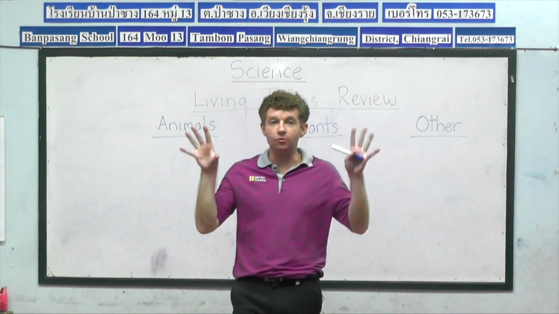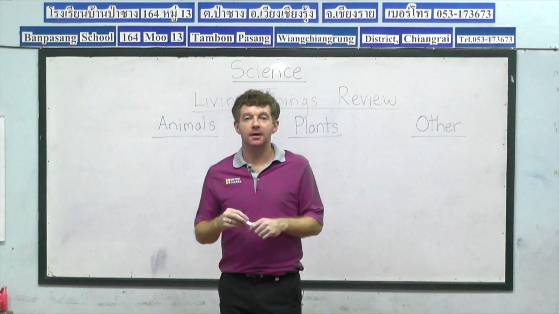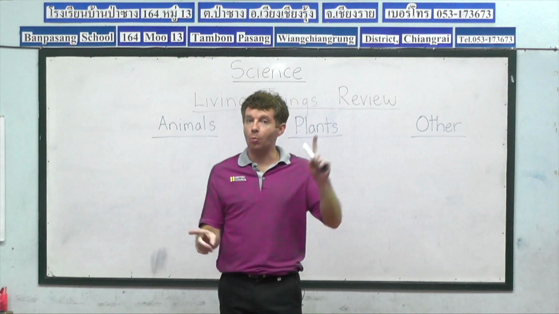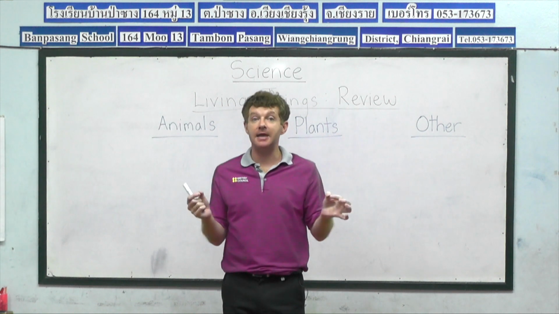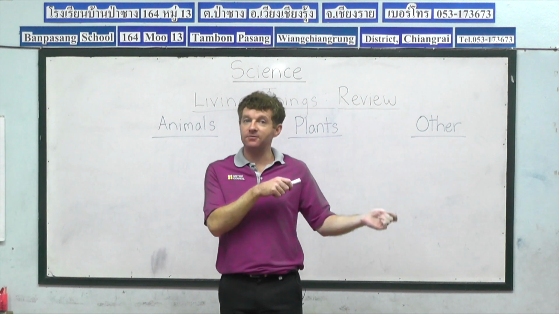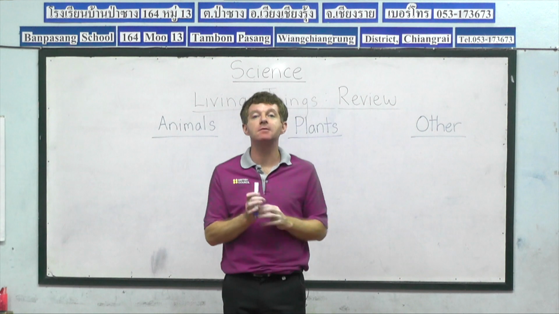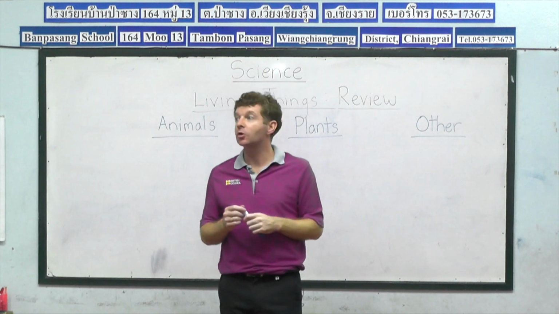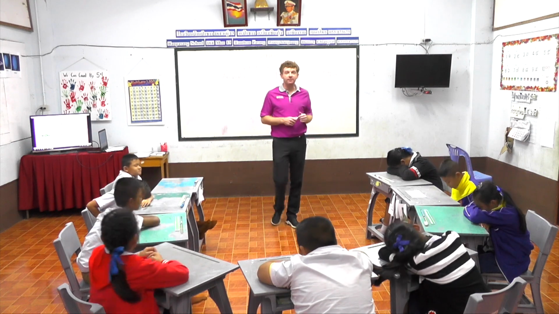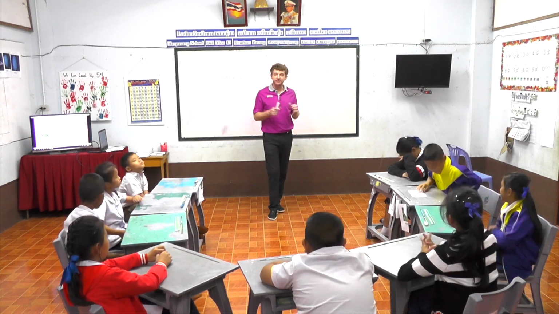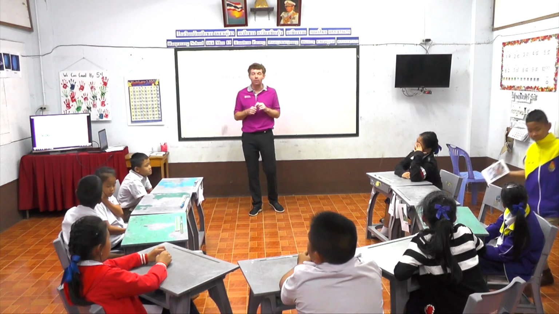I will ask my students to close their eyes, and I will give each of them a picture one by one. Our students need to come forward, say the name of the living thing, put it into the correct category, and write the name underneath. So let's see who can go first. Okay, so our first student will be Pangpon. And let's see what living thing Pangpon has on his picture.